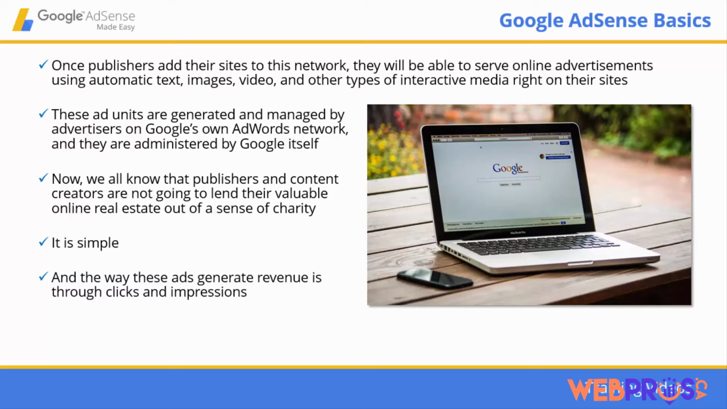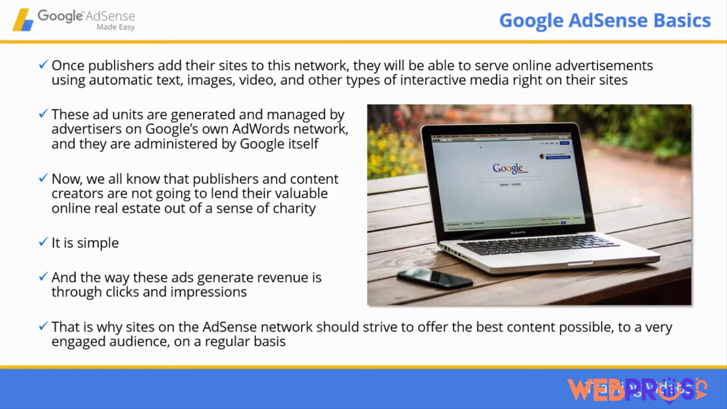And the way these ads generate revenue is through clicks and impressions. Per-click revenue is generated when a visitor clicks through an ad to visit the advertiser's site or landing page, and per-impression revenue is generated per every 1,000 impressions or views on an ad. That is why sites on the AdSense network should strive to offer the best content possible to a very engaged audience on a regular basis.